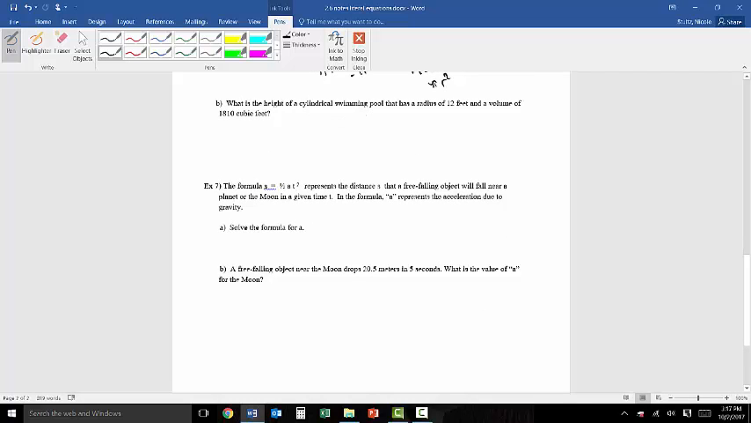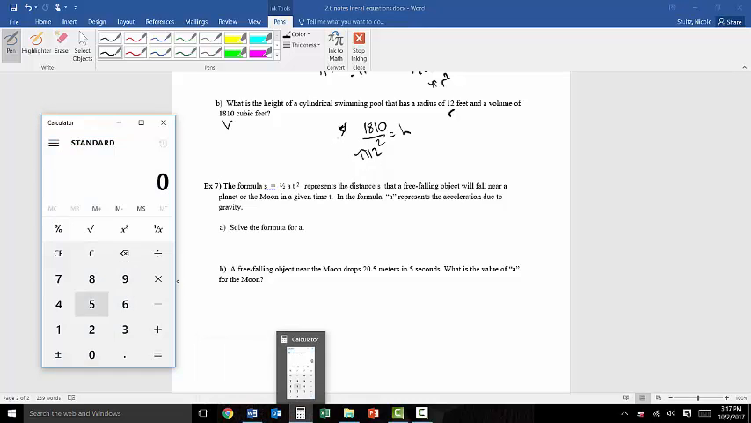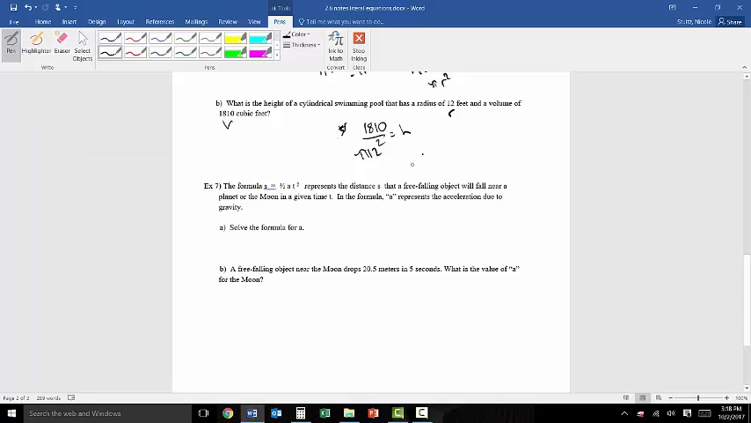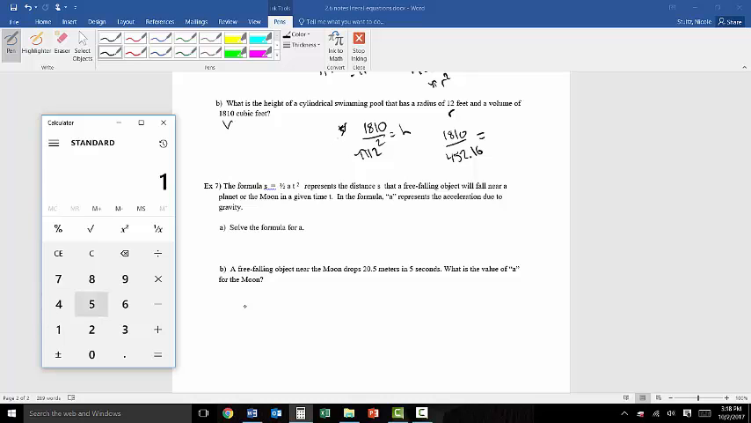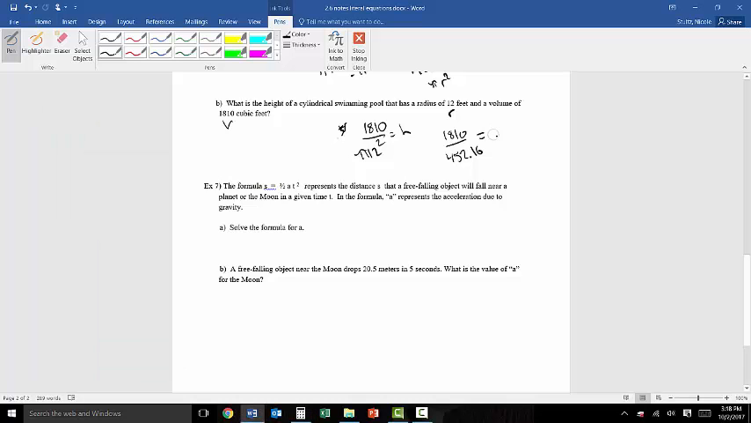So because of that, now we can go ahead and put in our 12-foot radius and 1810 for our volume. So volume is 1810 over pi times 12 squared, which is going to equal our height. So I have to think, 144 times 3.14 gives us 452.16. So we have 1810 over 452.16. And that's going to give us about 4. So our height is about 4 feet.